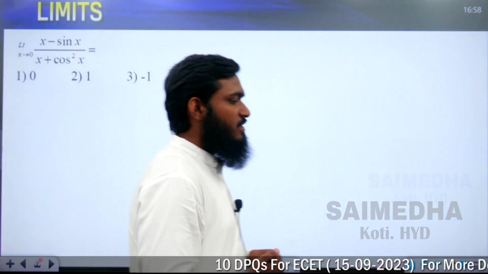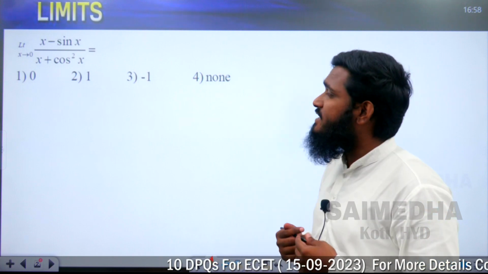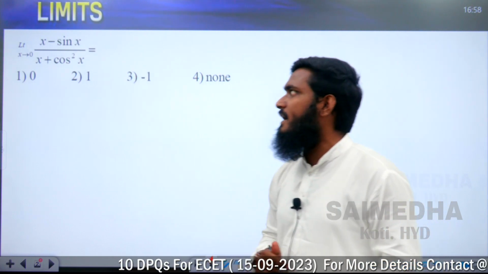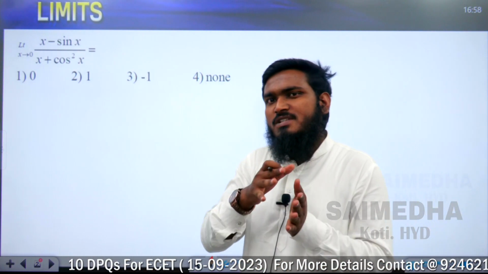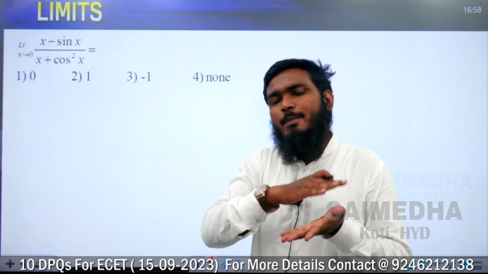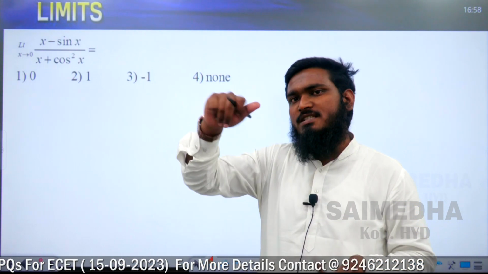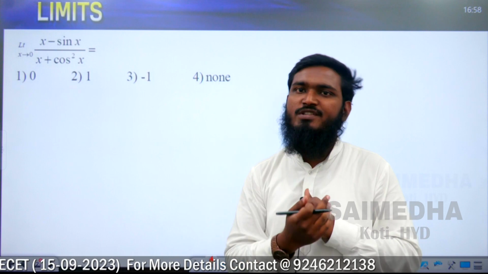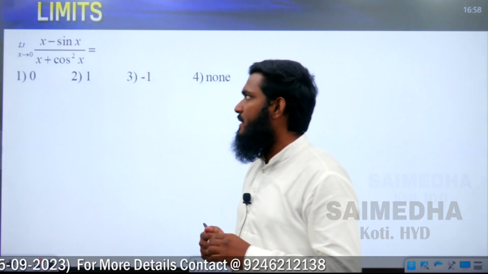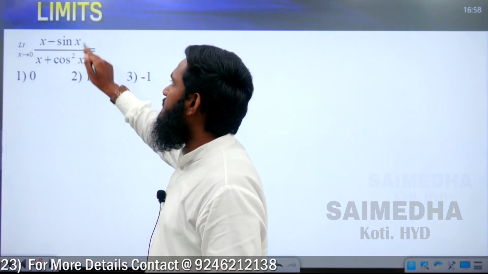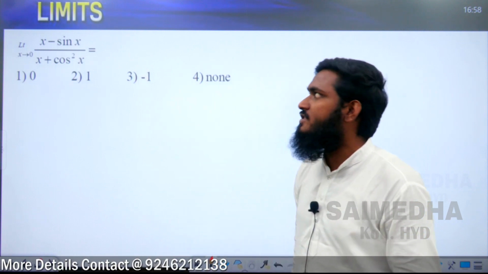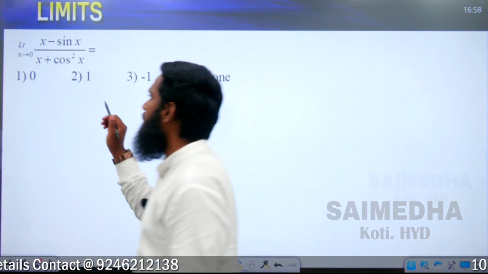Let us take the first question now: limit x tends to 0, (x minus sin x) divided by (x plus cos square x). I have taken the questions from the basic level to the advanced level, 10, 10, 10 like that, and we will be solving them for the topic limits. Let us see this part now.